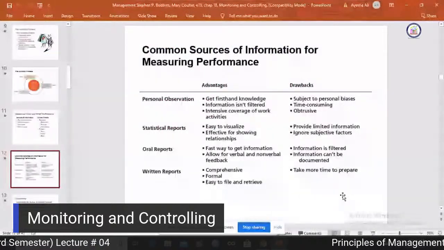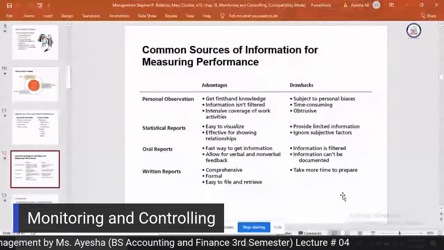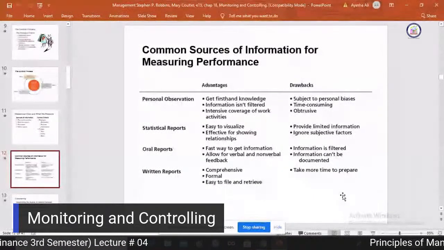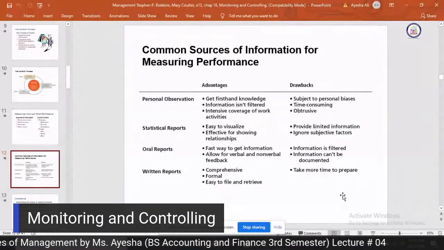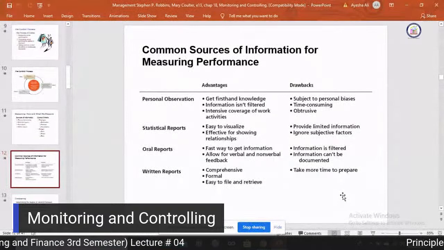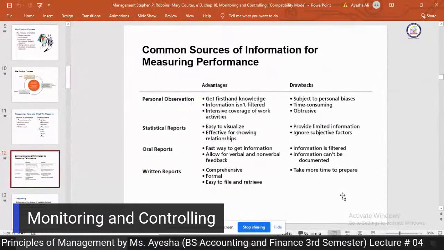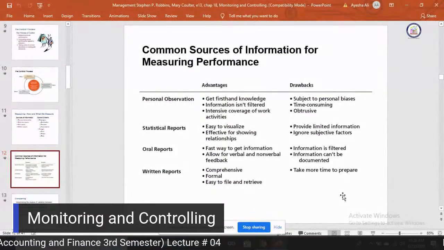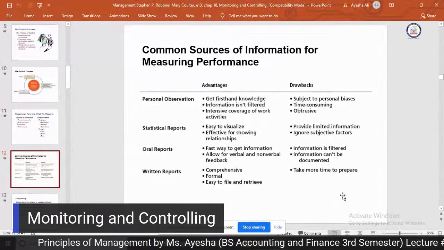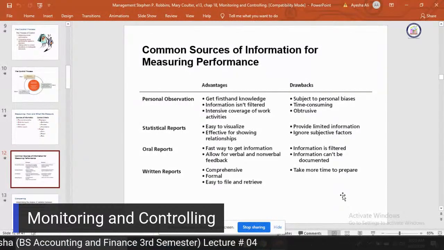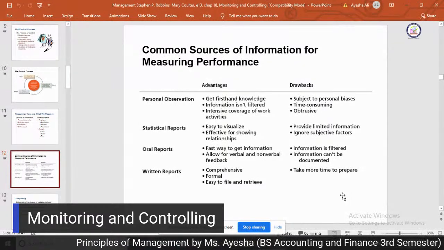And then we are going to discuss some advantages and drawbacks of every source of information. First, personal observation, which has some advantages and some drawbacks. First-hand knowledge: if we take it directly, it is not filtered or modified. And intensive coverage of work activities, which is very hard to do. Personal observation is not easy to do, because it needs a lot of time and effort. And the drawbacks: it is subject to personal bias. If I dislike an individual, any worker, then when judging him or her I may put in my personal biases. That is the drawback of personal observation, because we are judging by personal opinion and personal perception.